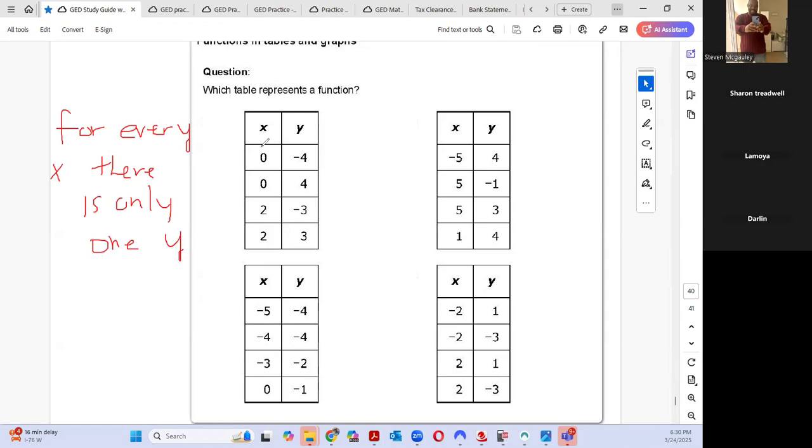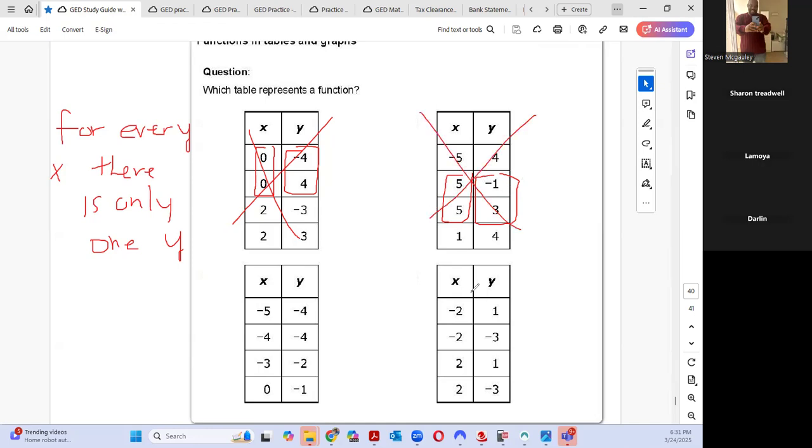So when x is 0, how many different y's do you have? You have two different y's. So this is not a function. When x is 5, how many different y's do you have? You got two. This is not a function.